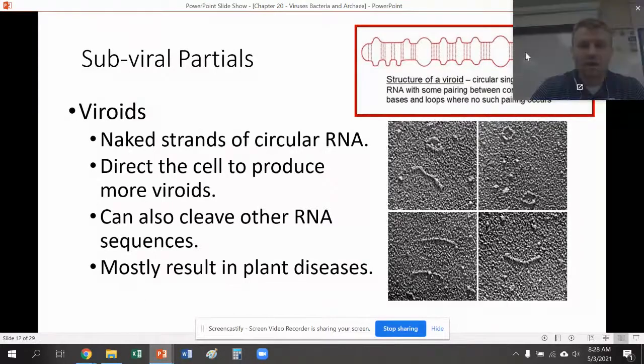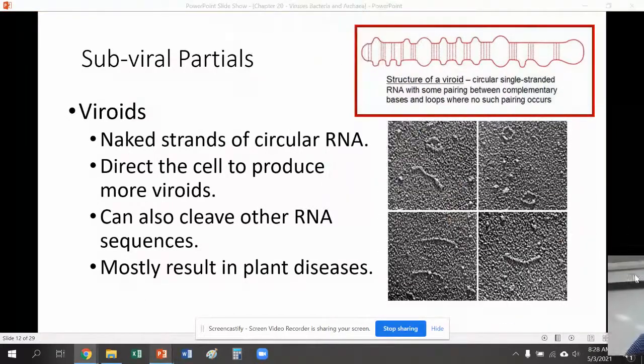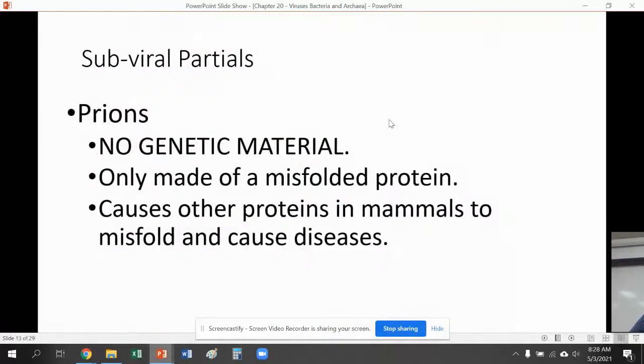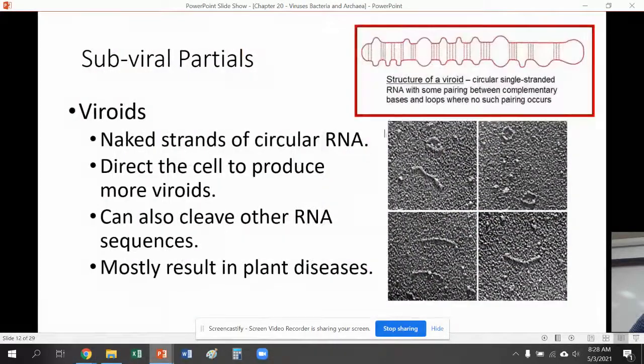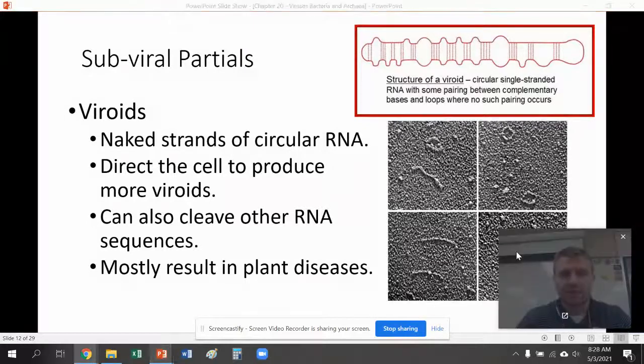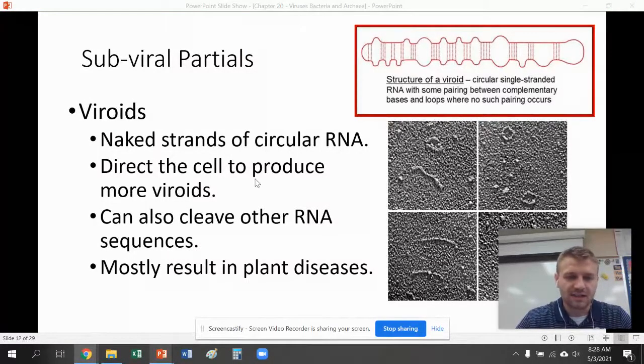Viroids. These are not viruses technically. But what happens is they're double-stranded RNA, and the double strand comes from their circular nature, and they work in a little bit different way. Basically, they attack a lot of plant diseases. This is what caused the plant famine back in Ireland a couple hundred years ago, and they just attack cells in a different way.